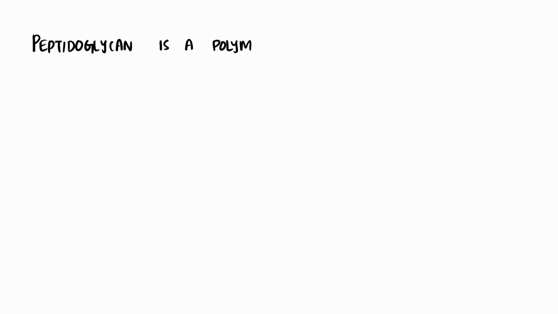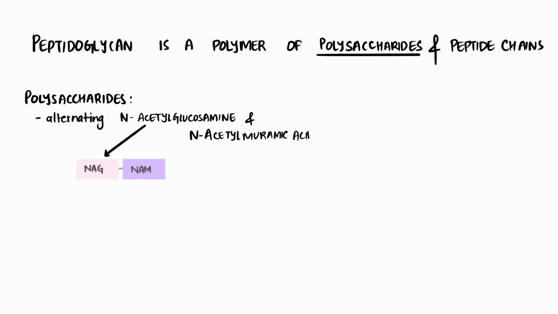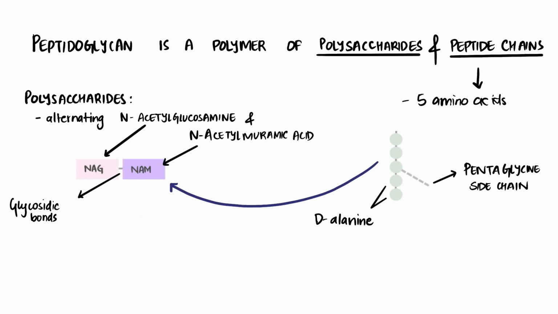Peptidoglycan is a polymer of polysaccharides and peptide chains. Polysaccharides contain alternating N-acetylglucosamine and N-acetylmuramic acid. These are attached through glycosidic bonds. Now let's look at the peptide chains. These have 5 amino acids with 2 molecules of D-alanine. It also has a pentaglycine side chain attached to the 3rd amino acid. This peptide chain is linked to the N-acetylmuramic acid. Now this represents a monomer of peptidoglycan.